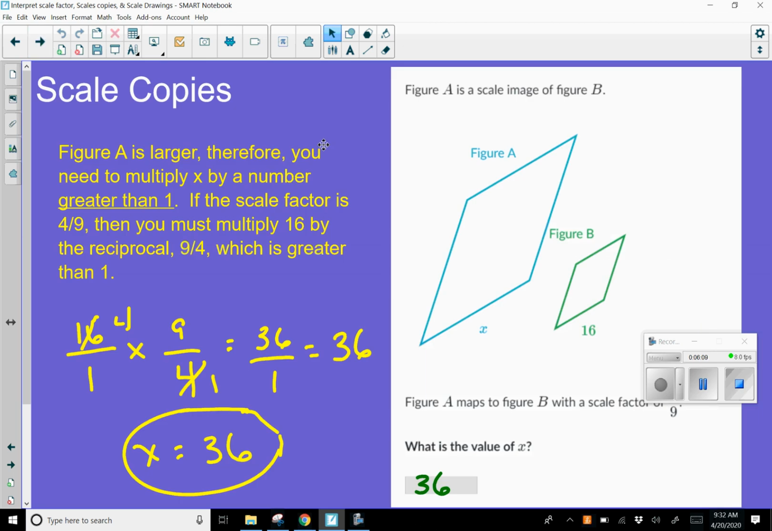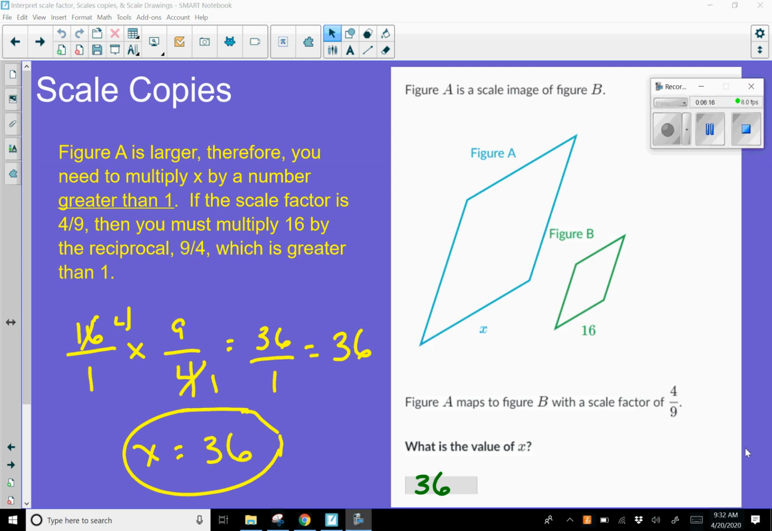Okay, here's one last one. Figure A is a scale image of figure B. It says that figure A maps to figure B with a scale factor of 4/9. What is the value of x? So here we have x on the larger figure, and then its corresponding side is 16. So we're going from basically knowing this side here, which is 16, and finding out one on a larger figure. The scale factor is 4/9, which means your figure should be getting smaller. However, since we're trying to find x, notice x is going to be larger than 16.